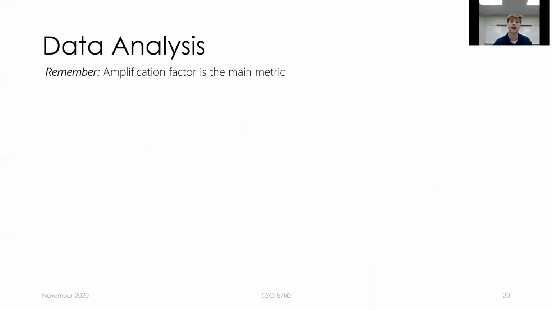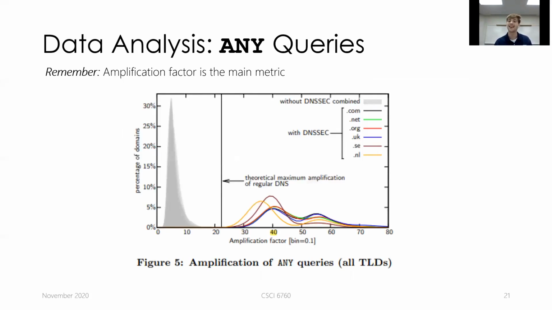So let's get into the data analysis. And the first key thing to remember is that amplification factor is going to be the main metric here. The first data that we're going to look at is actually our ANY queries. So this is the amplification for the query type ANY. On the left-hand side, that gray filled-in peak is all of our non-signed domains. And on the right-hand side, those colored bars, each colored bar represents a different TLD. This represents all the TLDs used, and this is just the amplification factor for all ANY queries. There's lots to unpack. The first thing I want to point out is our unsigned domains. The average amplification factor for our unsigned domains is going to be 5.9.